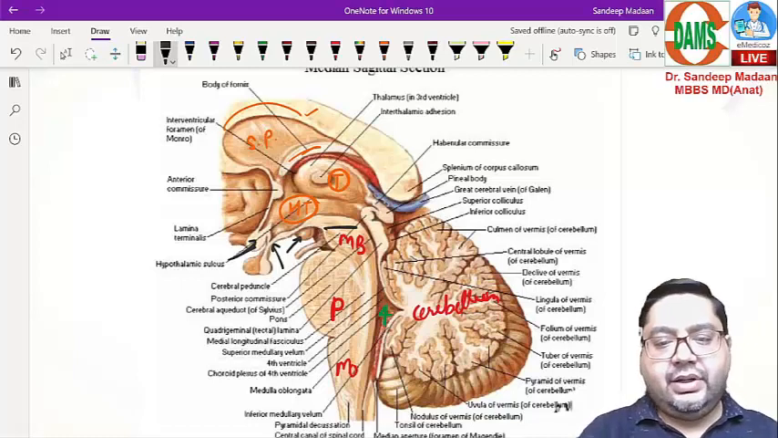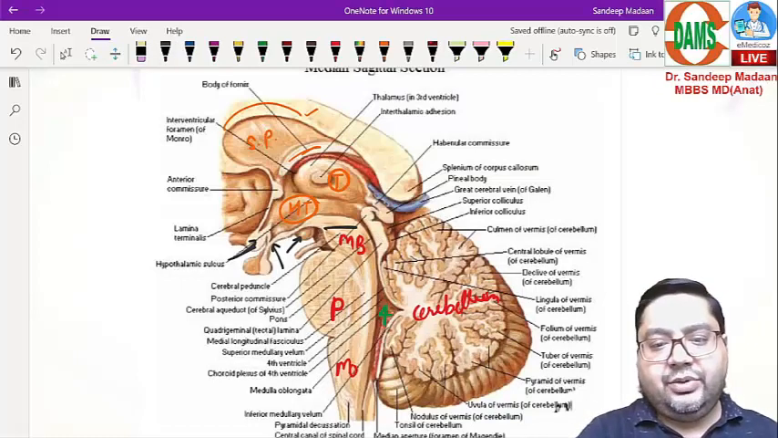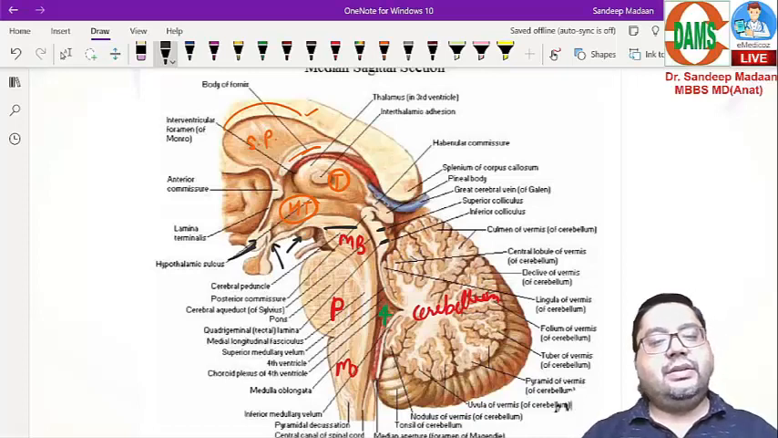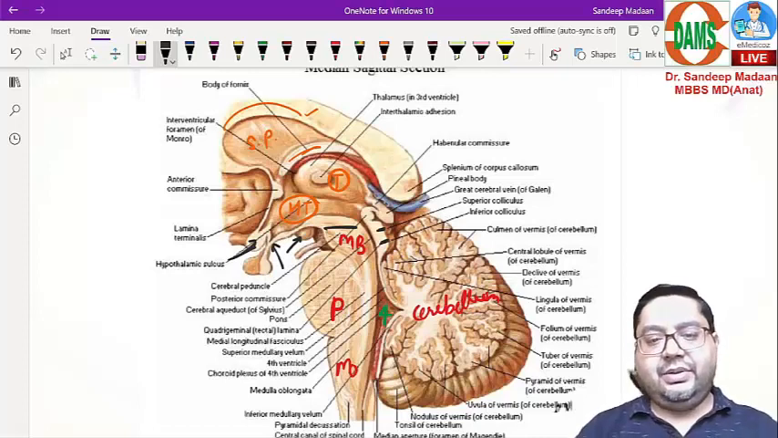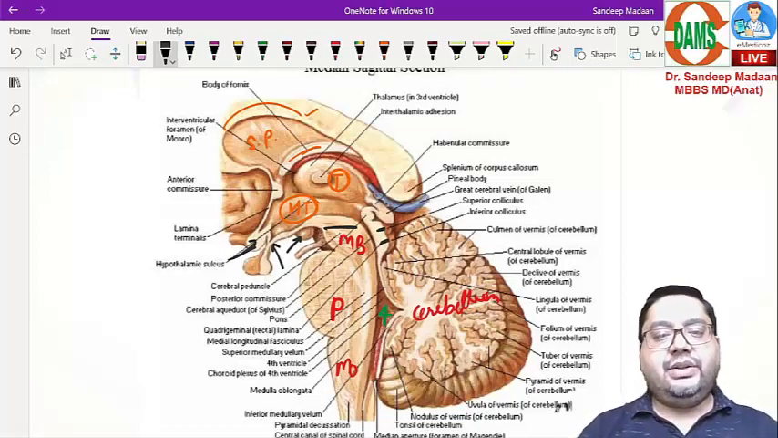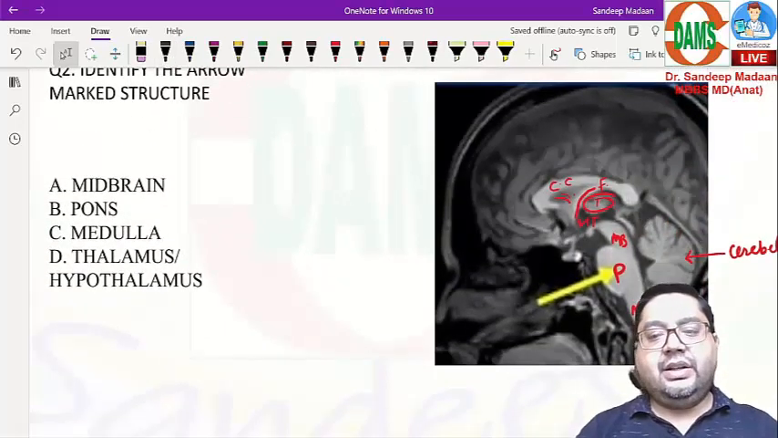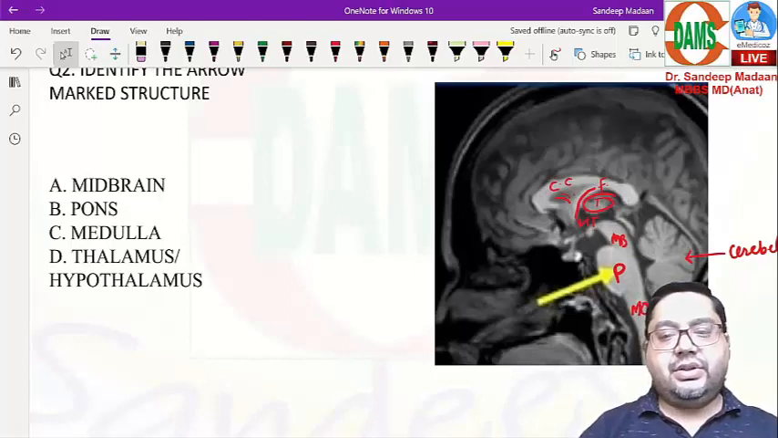Alright, then what is this? This is the tectum of the midbrain, and in the tectum you have two colliculi, above and below. The upper colliculus is the superior colliculus, the lower one is the inferior colliculus. Okay, so this image is important for us, and in this given question it was very easy. It simply asked what has been marked, and the answer is the pons, B.